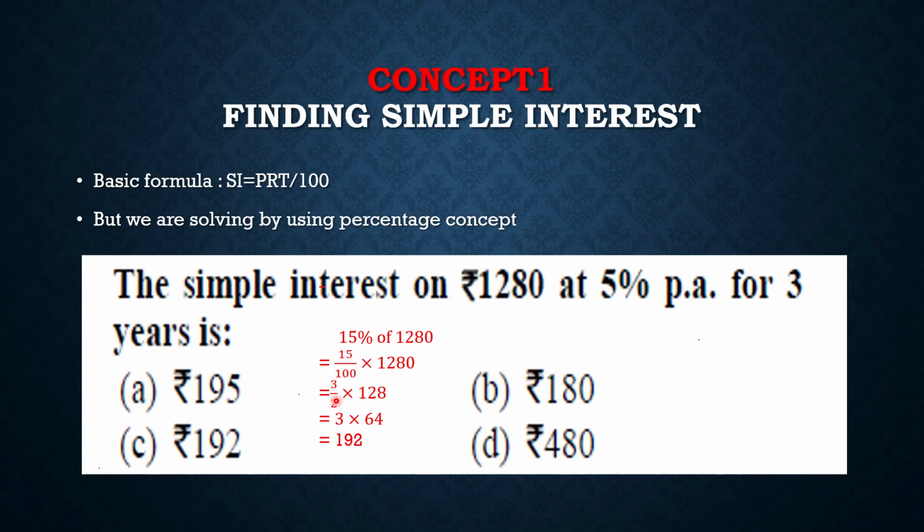Here the two zeros cancel, and 15 and 10 remain. You cancel by 5, so here it is a 3 and here it is a 2. It is 128, and you again cancel 2 in 128, and it becomes 64. So 3 into 64 gives 192. This is the actual calculation for finding the simple interest.